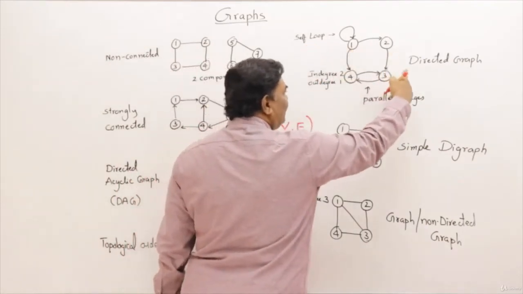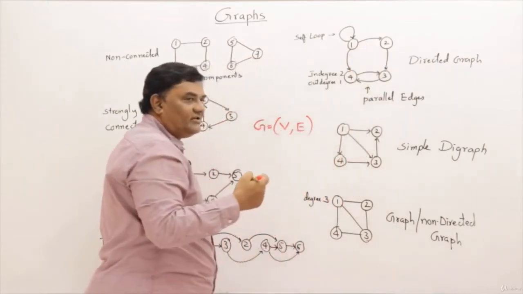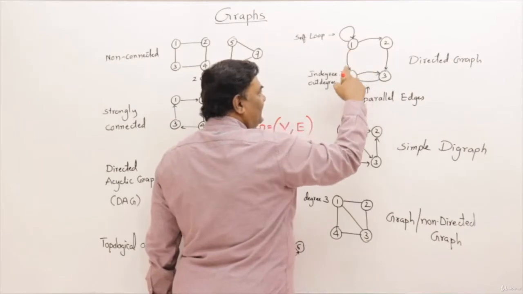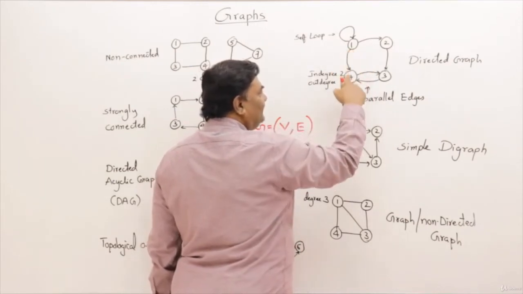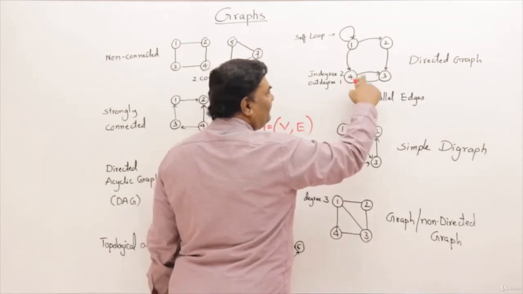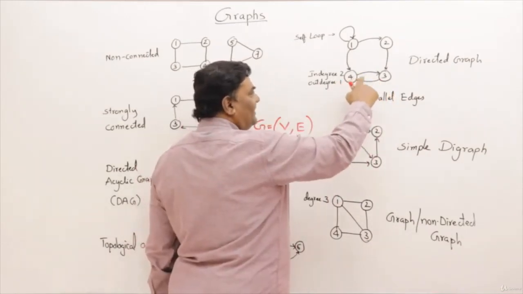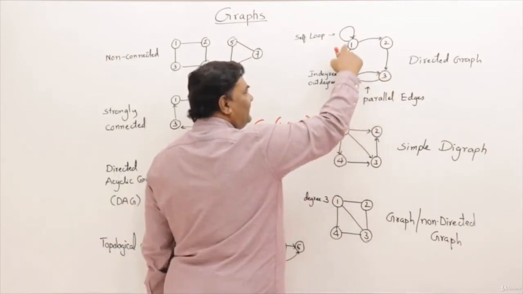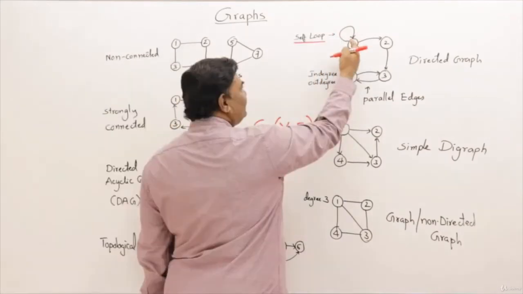See, this is a directed graph. If the edges have direction, then it is called a directed graph. There is an edge coming out from 1 and connecting to 4. So this is outgoing from 1 and incoming on 4. Outgoing from 4 and incoming on 3. So it is incident from 4 and incident on 3. In a directed graph, if there is an edge connecting the same vertex, then it is called a self loop. This is a self loop.